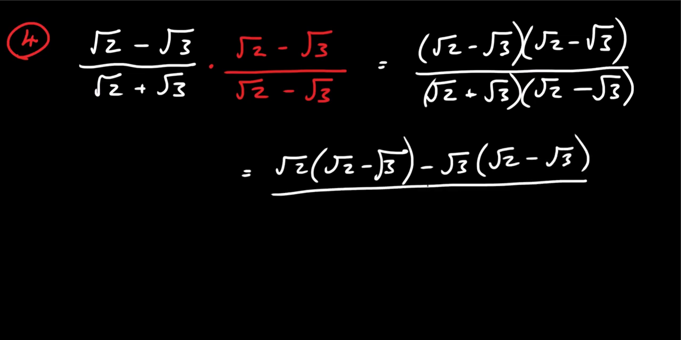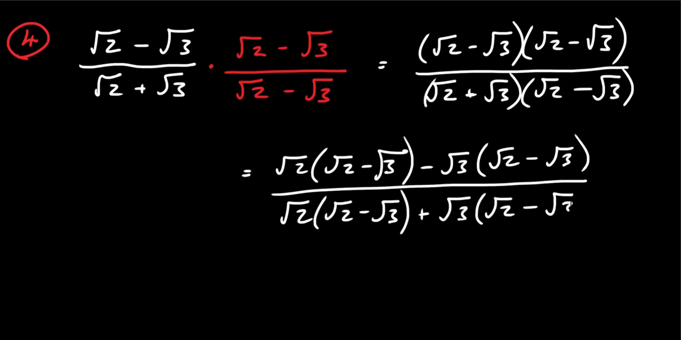So now I'm going to do the same thing on the bottom. I'm going to take the square root of 2 and multiply it by the second bracket. So we're going to take the square root of 2 times the square root of 2 minus the square root of 3. And I'm going to take the plus root 3 and multiply that by the second bracket, the square root of 2 minus the square root of 3. So let's multiply all this out. So you multiply this by this, and this by this, this by this, and this by this.